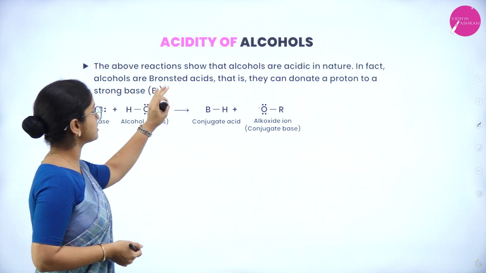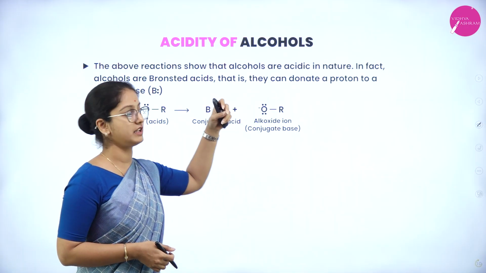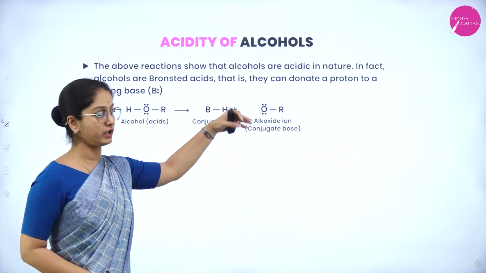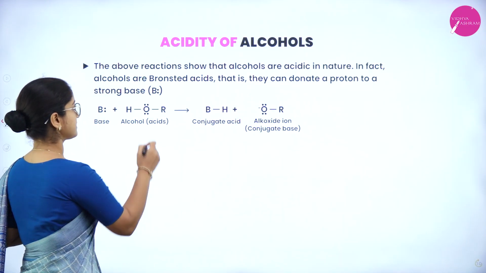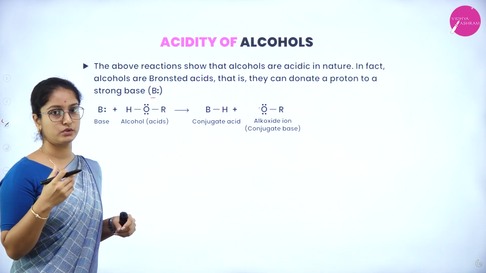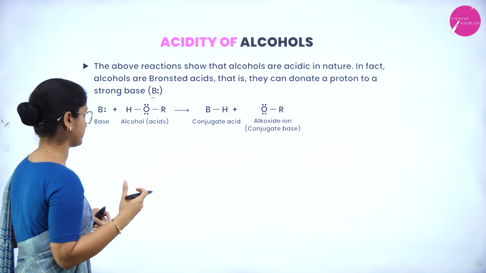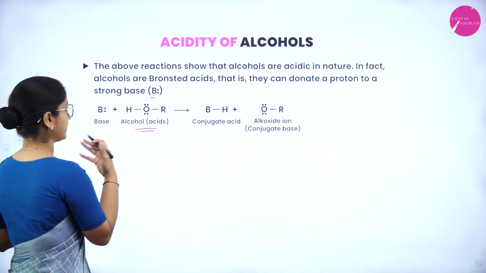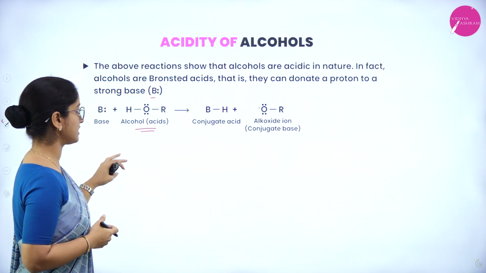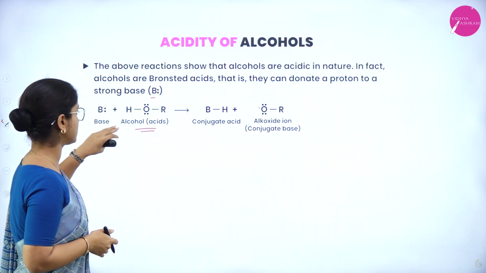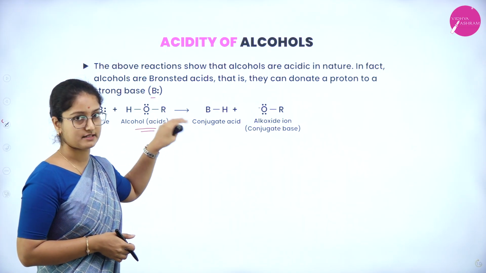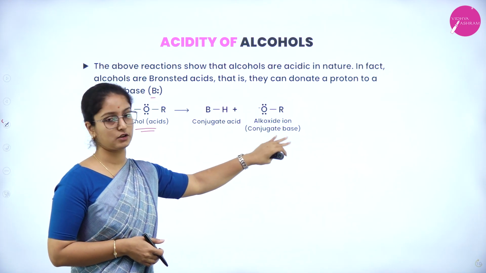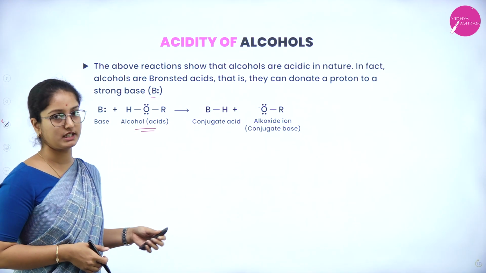The above reactions show that alcohols are acidic in nature. In fact, alcohols are Bronsted acids, which means they donate a proton to a base. The base is represented by B with two dots, and the two dots represent a lone pair of electrons. So the general equation is: base plus alcohol, which acts as an acid, forms the conjugate acid, BH, along with the alkoxide ion, which is known as the conjugate base.